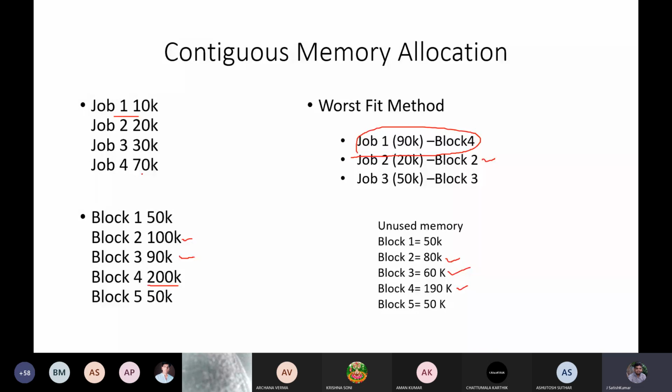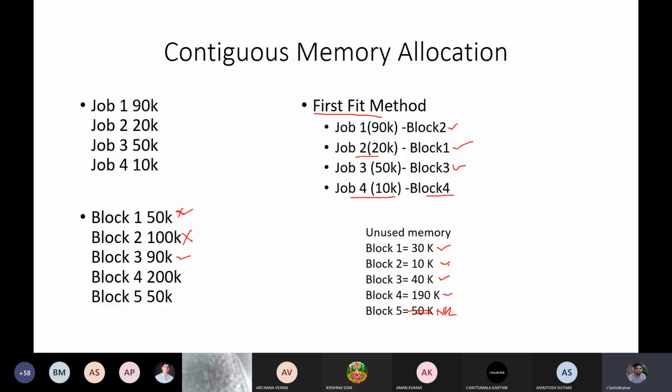You cannot allocate in block 1 or block 5. It has to wait for the other process. So the worst fit method says that whichever has the largest space, you allocate it. Then it will create the largest leftovers. That is the largest leftover hole.